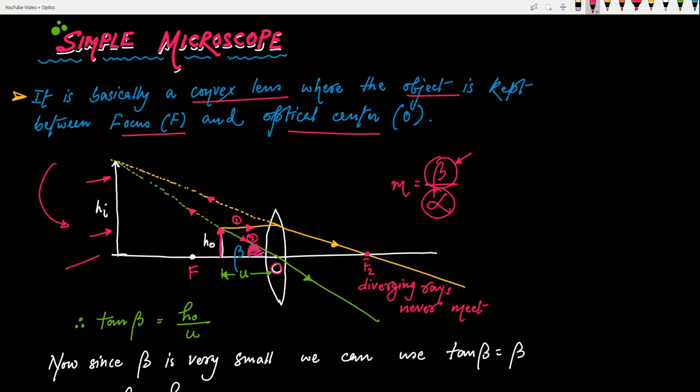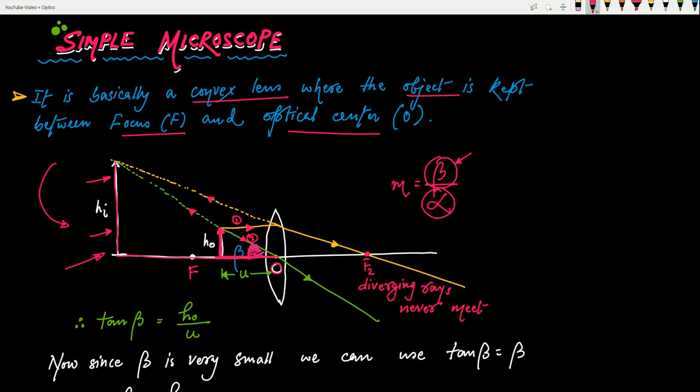Now if you look into this figure, we will see that tan beta is height by base. But there is another formula. If you look carefully, then you will see that tan beta is also this height, that is HO, divided by this. We'll get the same answer.